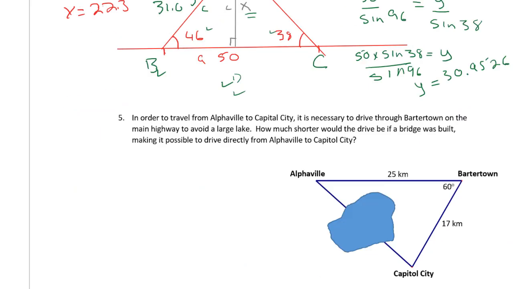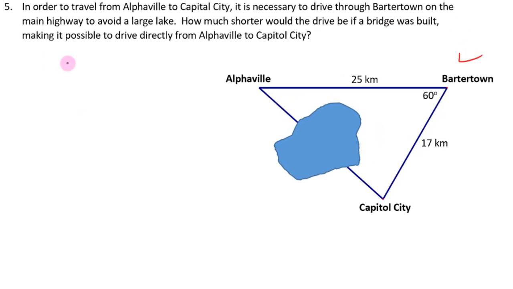All right, let's move on to the last question. And the question says, in order to travel from Alphaville to Capital City, it is necessary to drive through Bartertown on the main highway to avoid a large lake. How much shorter would the drive have been if there was a bridge built to allow people to get from Alphaville to Capital City?